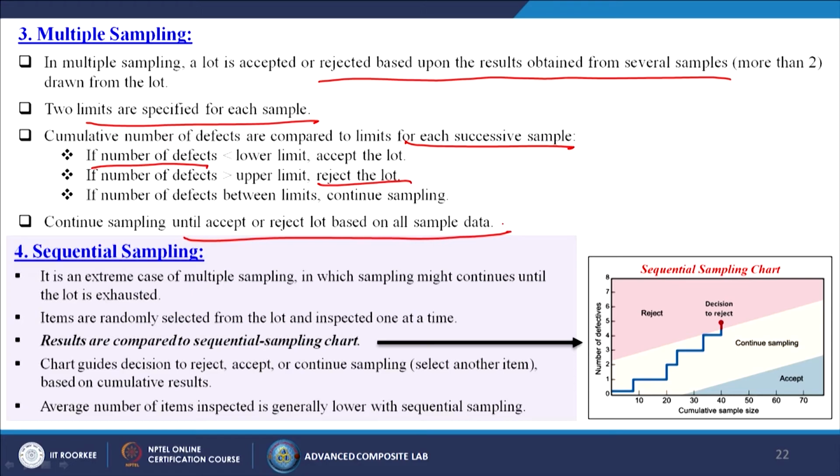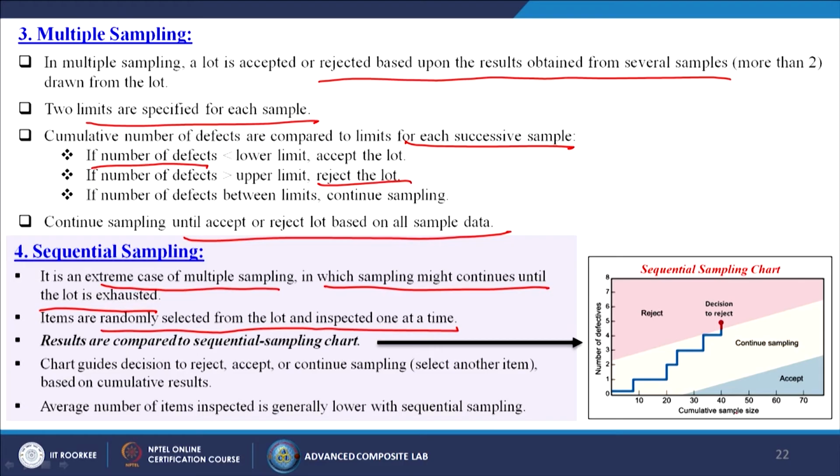Next, last one is called sequential sampling. It is an extreme case of multiple sampling in which sampling might continue until the lot is exhausted. Items are randomly selected from the lot and inspected one at a time. Results are compared to a sequential sampling chart.